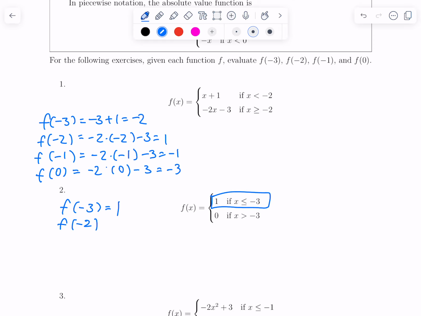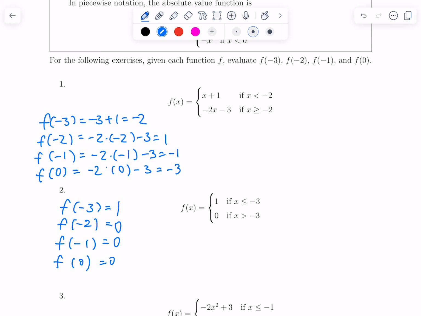f of negative 2: negative 2 is greater than negative 3, right? So we're going to use the second function, which will just be 0. Same for negative 1. It is greater than negative 3, so it will be 0. If it's 0, it's still 0.